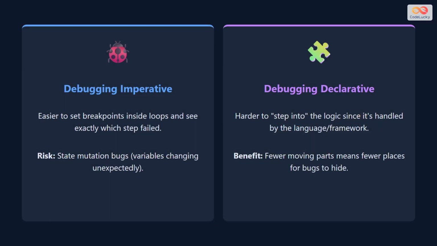When it comes to debugging, imperative code is often easier to step through line by line because you can see every state change. Declarative code can be harder to debug because the logic is abstracted away, but it generally produces fewer bugs because there are fewer moving parts to break.